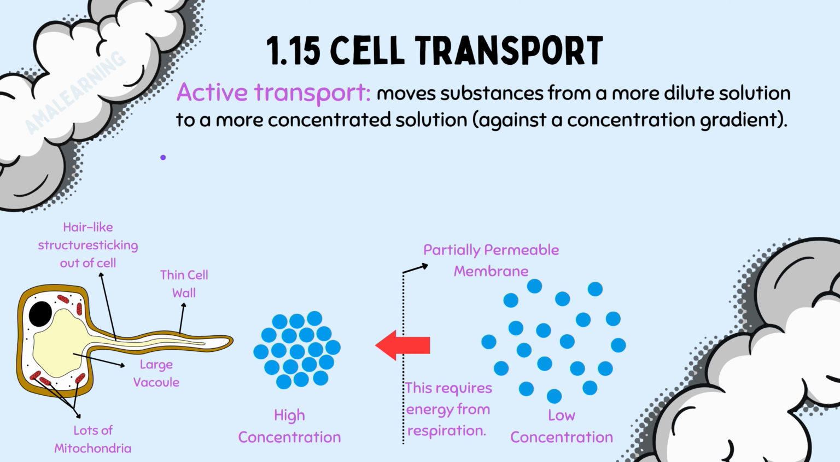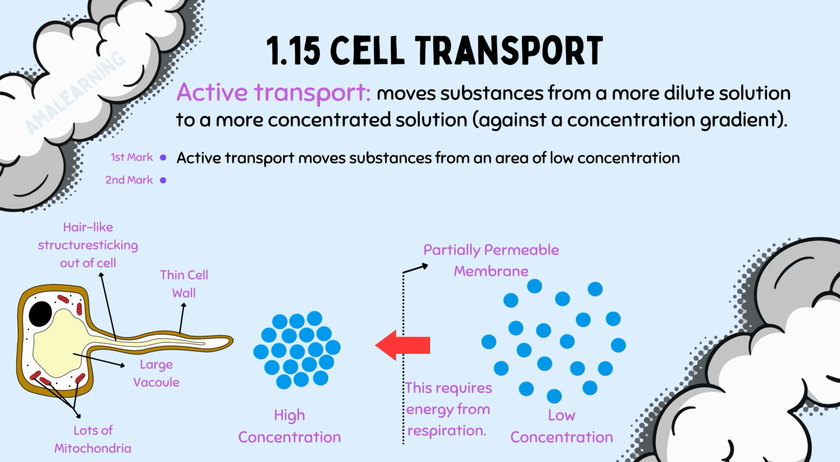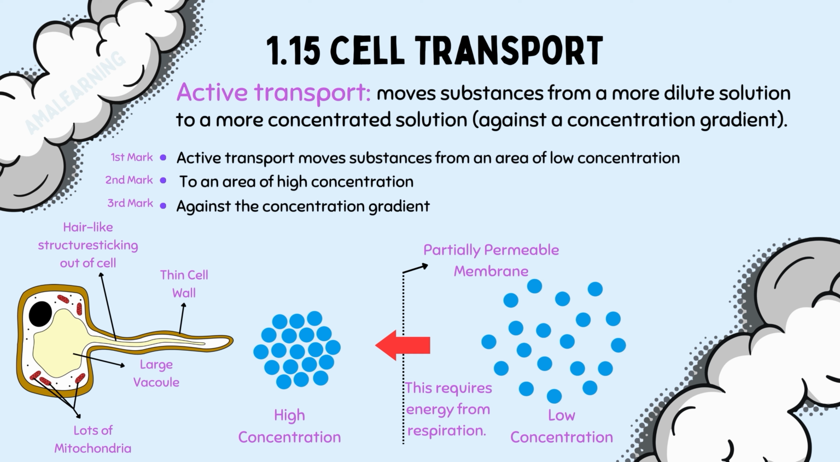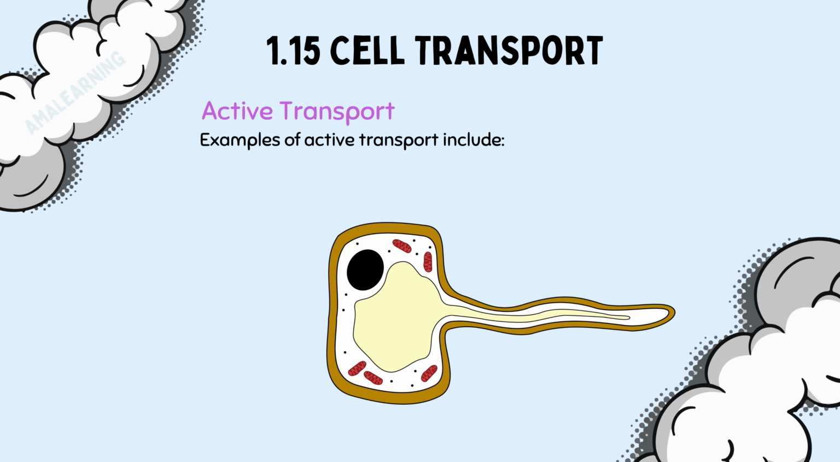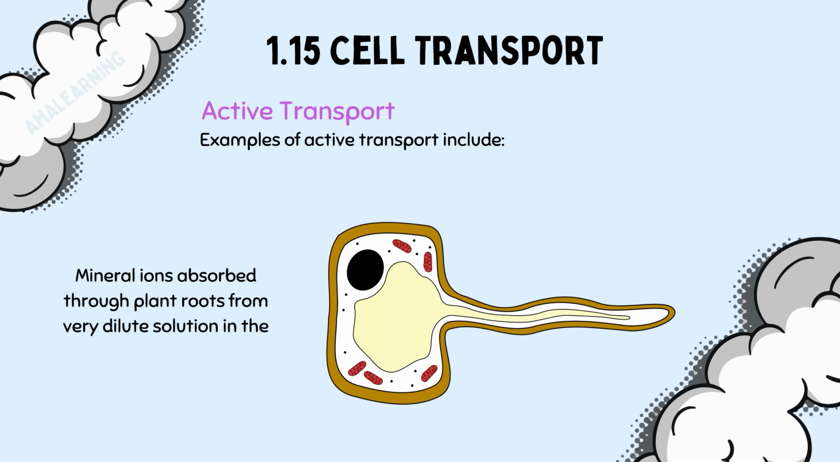In an exam, the first mark is for mentioning low concentration. The second mark is for mentioning high concentration. And the third mark is for stating that active transport moves substances against the concentration gradient and requires energy from respiration. The following example of active transport is examinable, and it is therefore important that you know that mineral ions absorbed through plant roots from very dilute solution in the soil is an example of active transport.